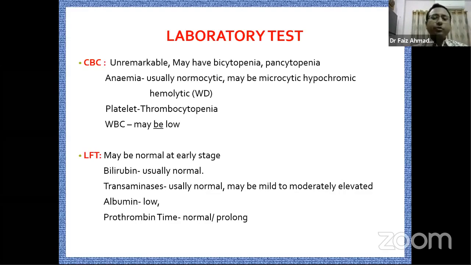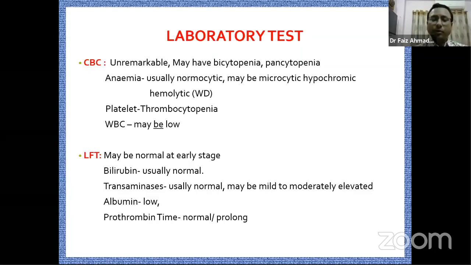That is, all the three cell lines could be reduced in number. And bilirubin could be normal in most of the cases, but it is raised when there is advanced cirrhosis leading to jaundice. Transaminases in a patient with cirrhosis are usually normal. In chronic hepatitis, it could be raised, but when there is frank cirrhosis, transaminases usually are normal in blood. But they could be mildly or moderately elevated sometimes.